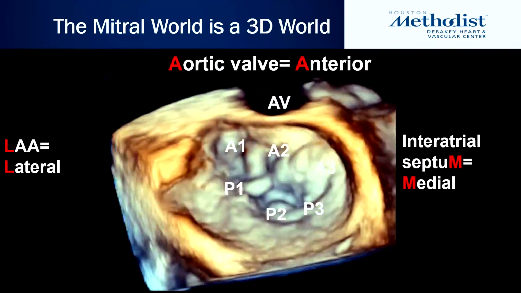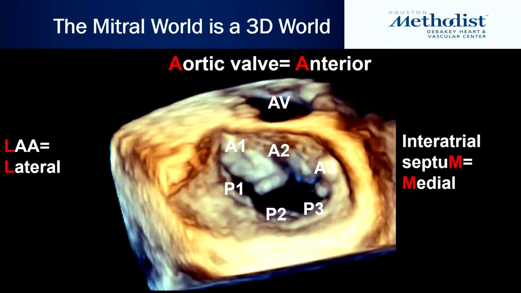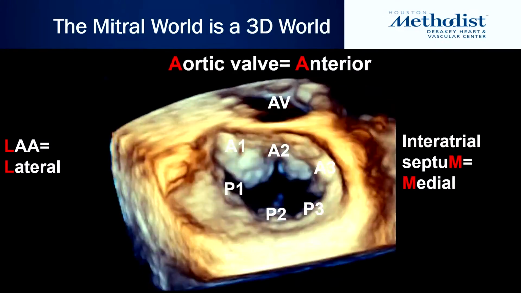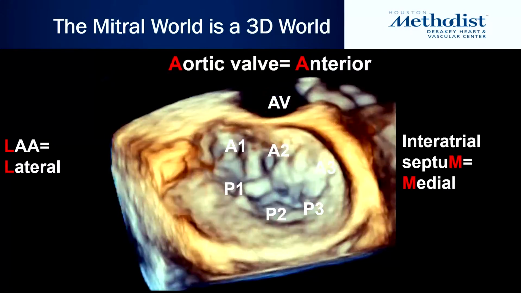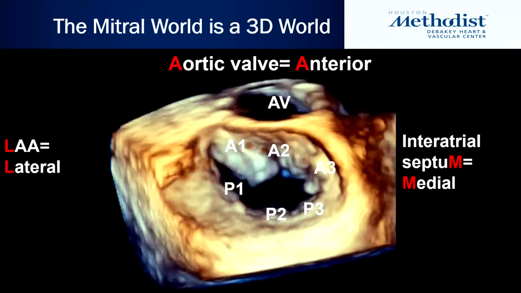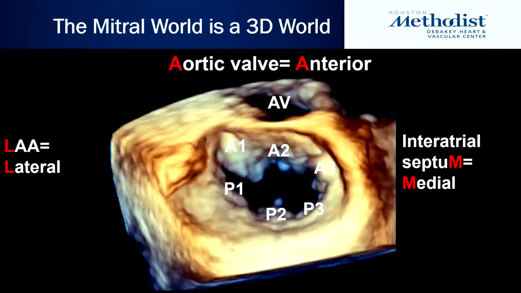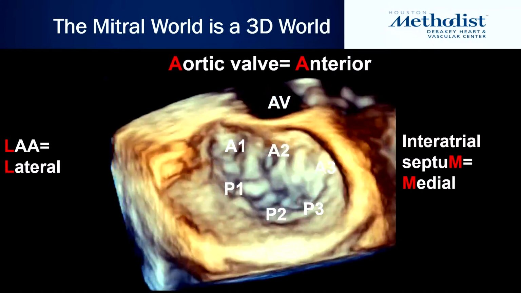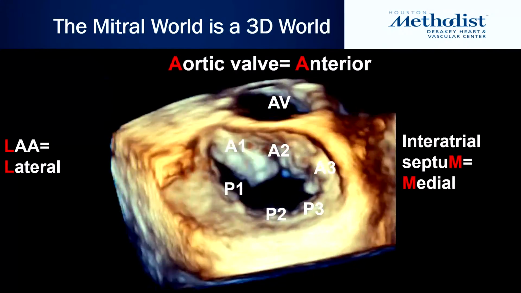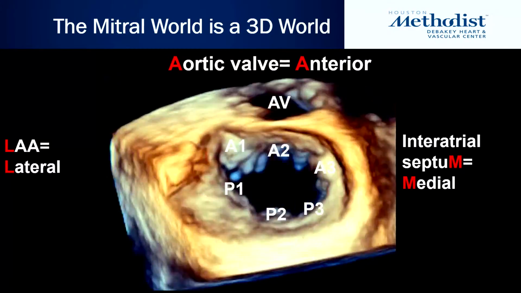And the mitral world is a really 3D world. This is one of the 3D surgical views of the mitral valve, and that shows you the different scallops of the mitral valve in relation to neighboring anatomical structures. When you're looking at the 3D image, your aortic valve will be closest to your anterior leaflet. Your appendage, where you see a Watchman device, is your lateral aspect. Your interatrial septum is your medial aspect, and then you have the posterior leaflet. Those scallops closest to the septum are A3 and P3, and those closest to the appendage are A1 and P1.